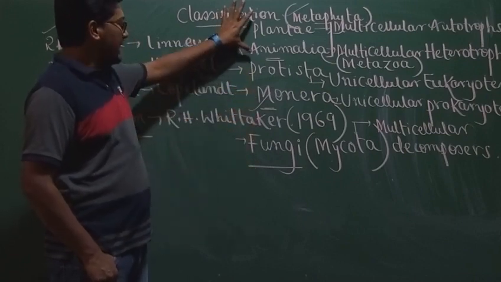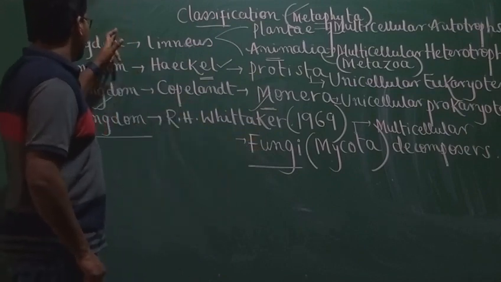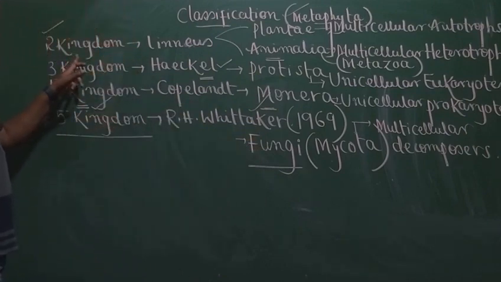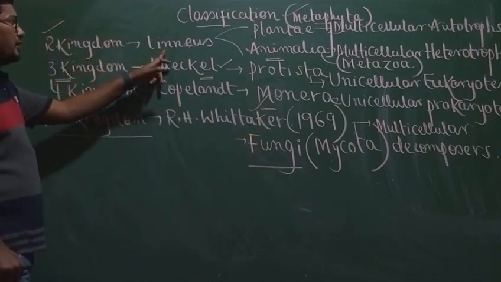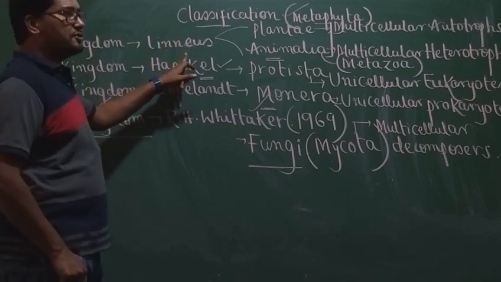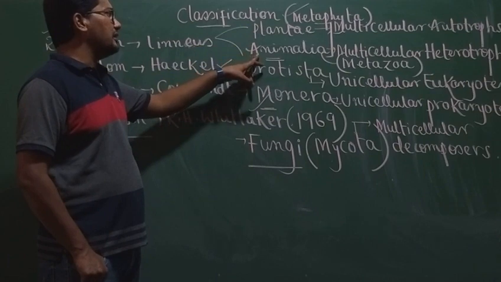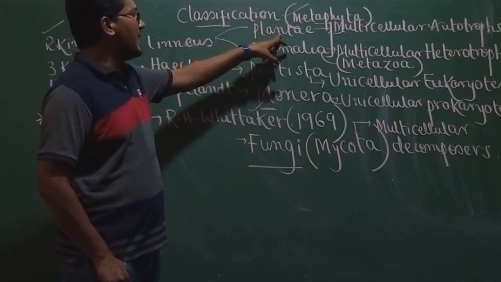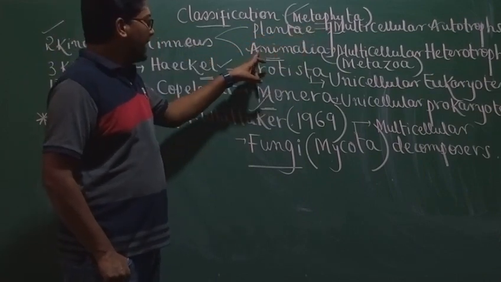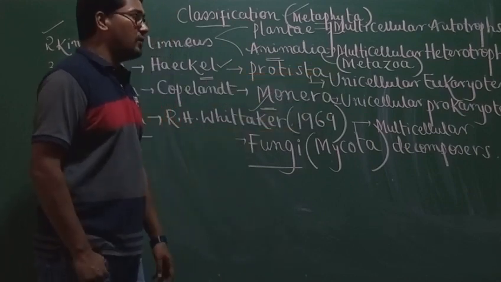Because I have taken this order, as I started with the 2 kingdom classification, which was the idea of Linnaeus. Linnaeus classified total living organisms into just 2 kingdoms. Which are they? Plantae and Animalia. What is another name for Plantae? Metaphyta. Animalia is also called Metazoa.